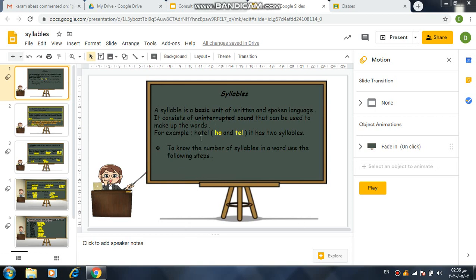Now, for example, look at the word hotel. How many syllables does the word hotel consist of? Now, read hotel. So it has 2 syllables. Now, how can I know the number of syllables in a word? We use the following steps. What are the steps? Let's go.